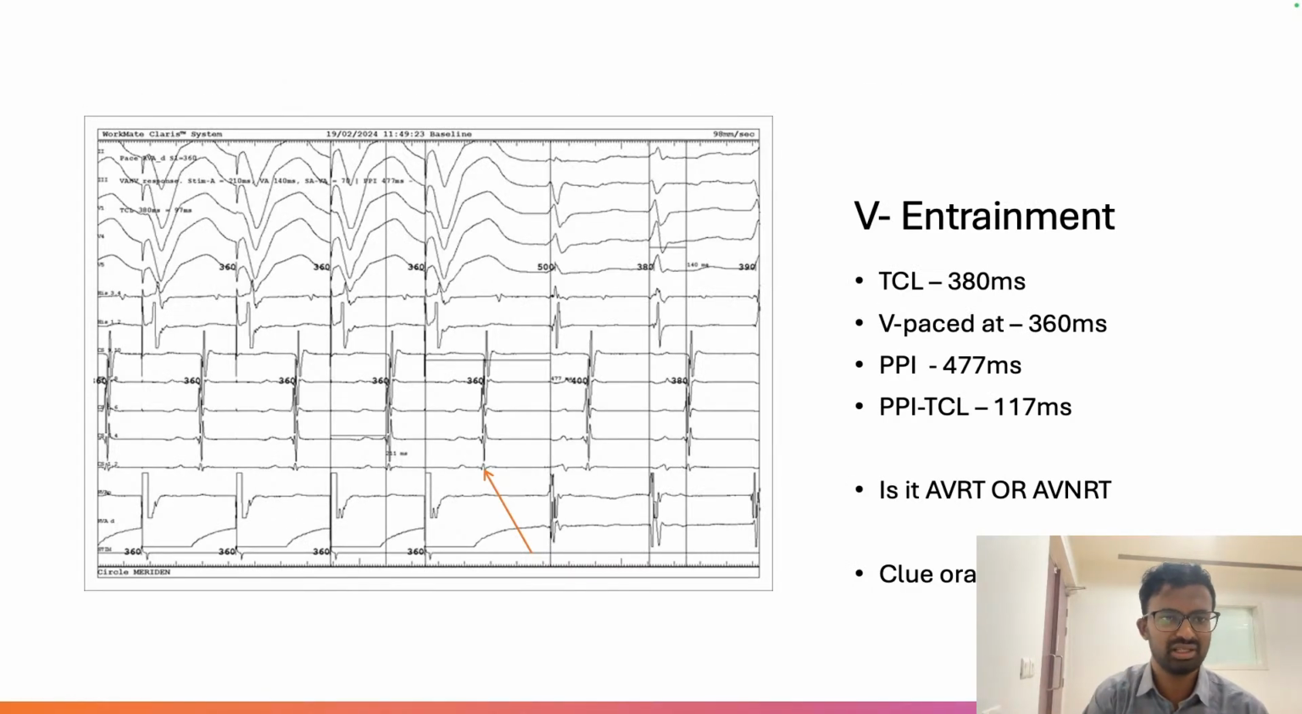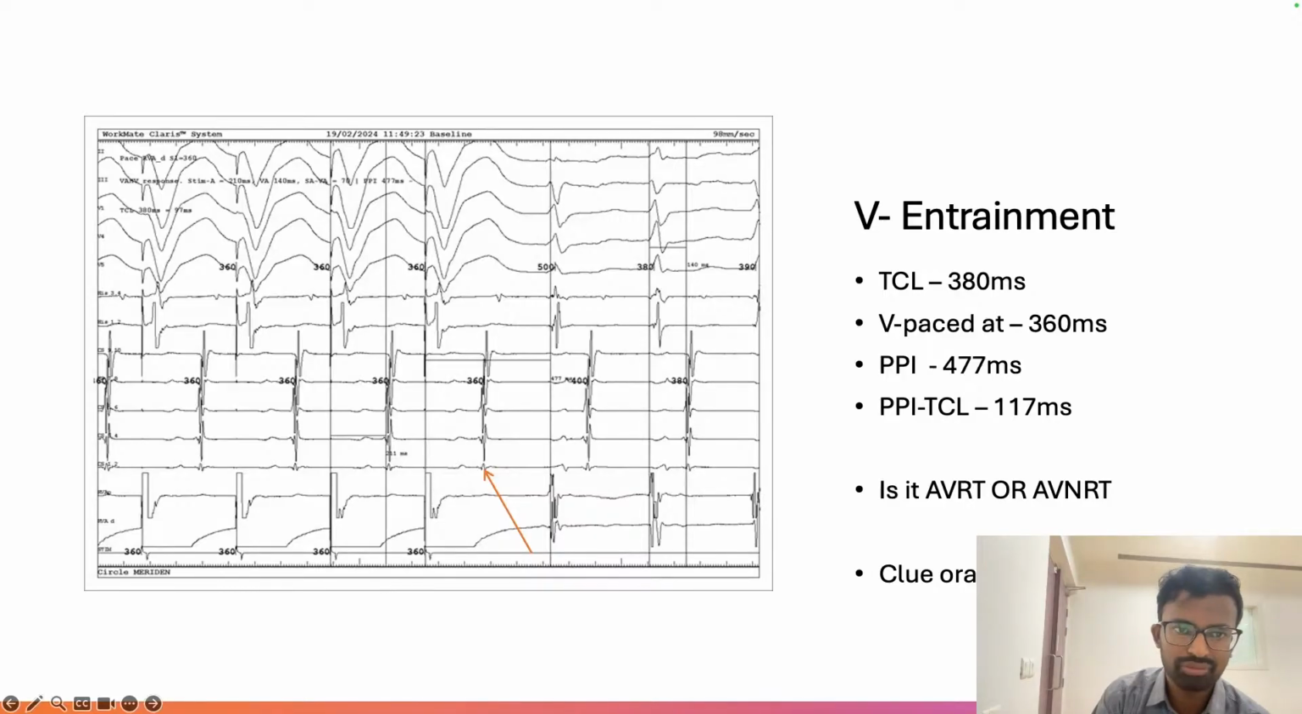What is VA and AV? This is our basic understanding, taken from our normal slide. The tachycardia is running at a cycle length of 380. We paced at 360. You see the pacing spike; it is captured and resets the tachycardia. The A to A cycle length also changed to 360. The post pacing interval minus TCL is 477 milliseconds, so subtracting the tachycardia cycle length, it is more than 110 milliseconds. It is most likely an AVNRT.